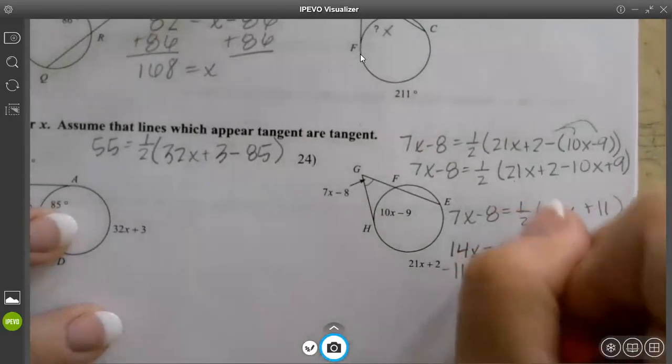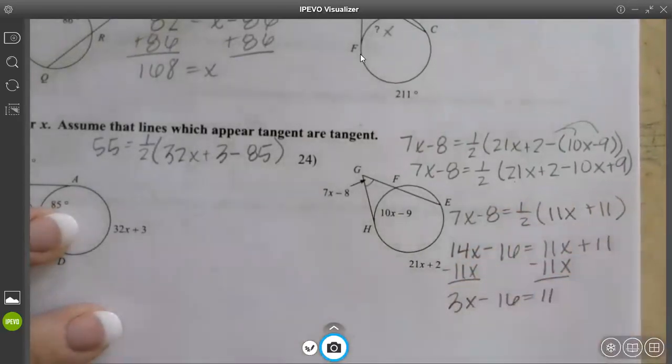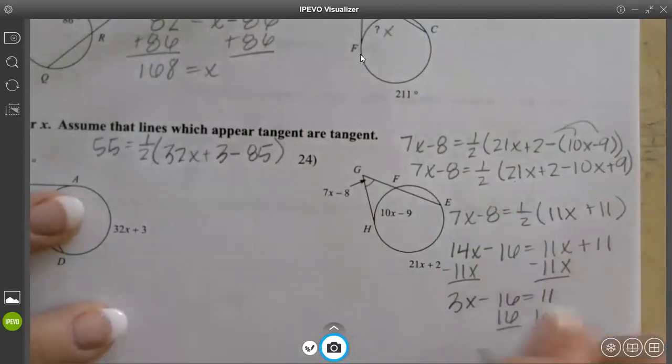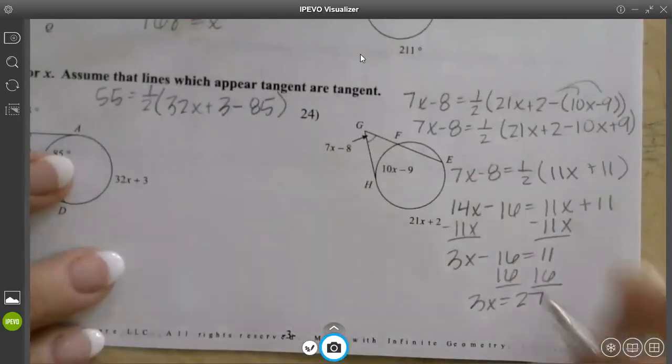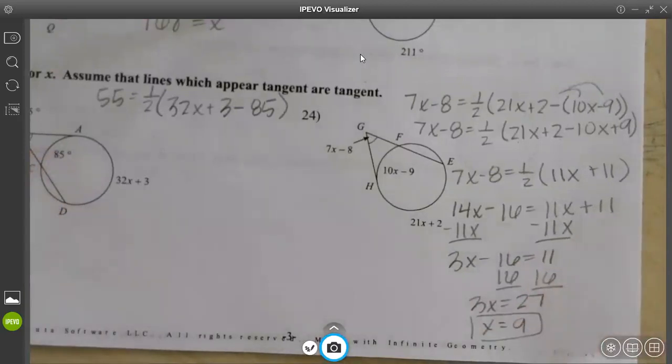Subtract 11x. You get 3x minus 16 equals 11. Add 16. You get 3x equals 27. Divide by 3 and x equals 9. So again, the only reason that one is harder is because of distributing that negative. Everything else is set up exactly the same. All right. Any questions?